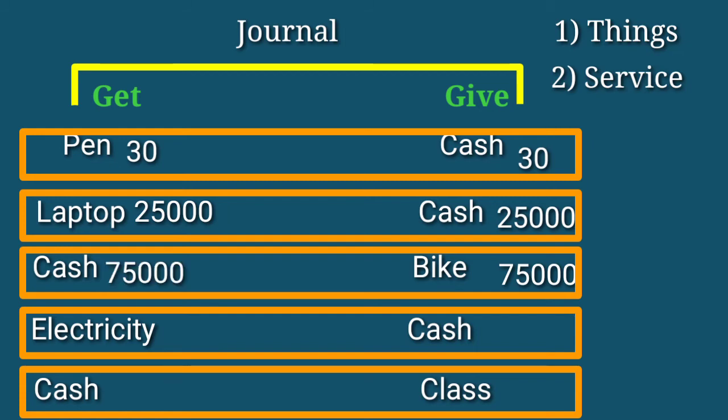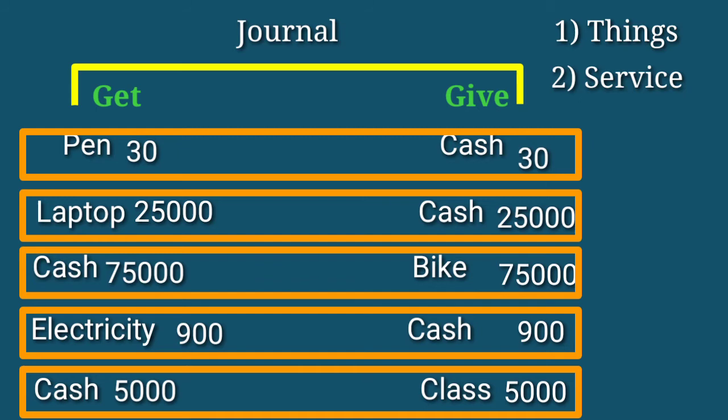And here electricity, I paid 900 rupees for electricity and I get the electricity service, 900 rupees. And I get cash 5,000 and I give the classes. In real life, I can say I get a pen 30 rupees, I give cash 30 rupees. I get a laptop 25,000, I give cash 25,000. I sold a bike 75,000, I get cash 75,000. I paid 900 and I get electricity. And I get cash 5,000 and I give the classes.